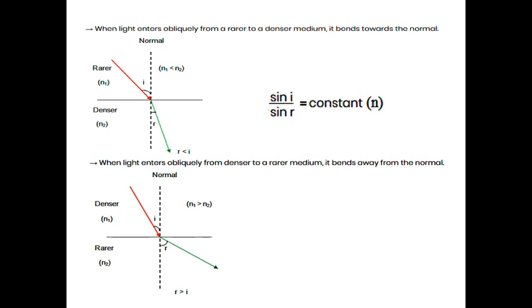And we can calculate refractive index by this formula also. If we are given the values of I and R, we can put the values, we will get the result of refractive index. More will be refractive index, less will be the velocity of light in that medium.